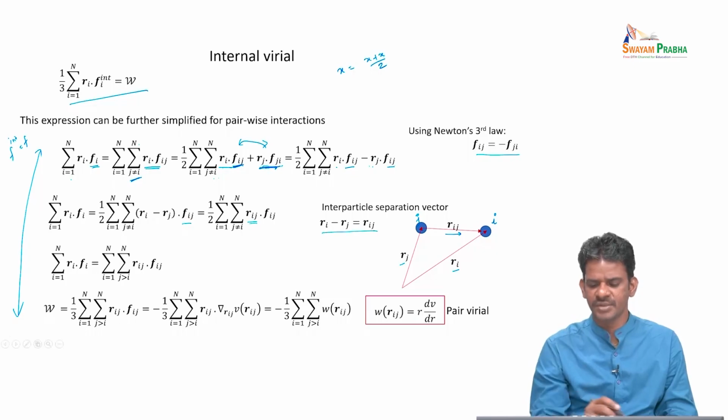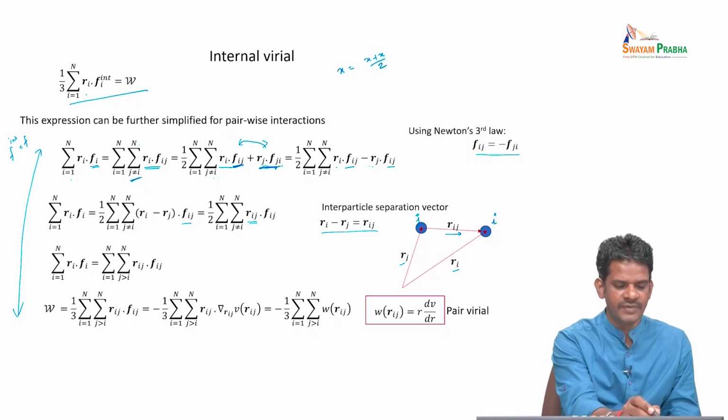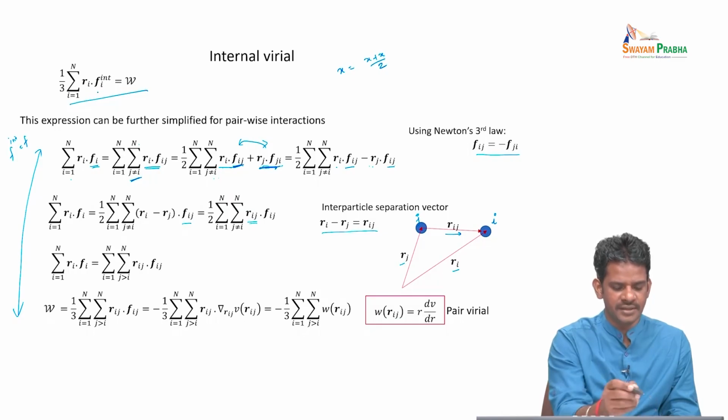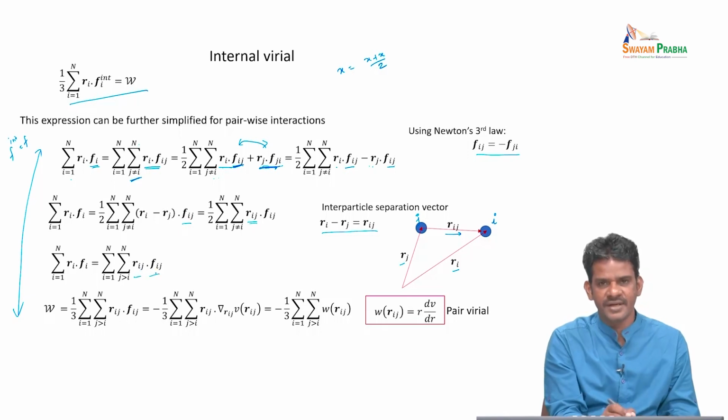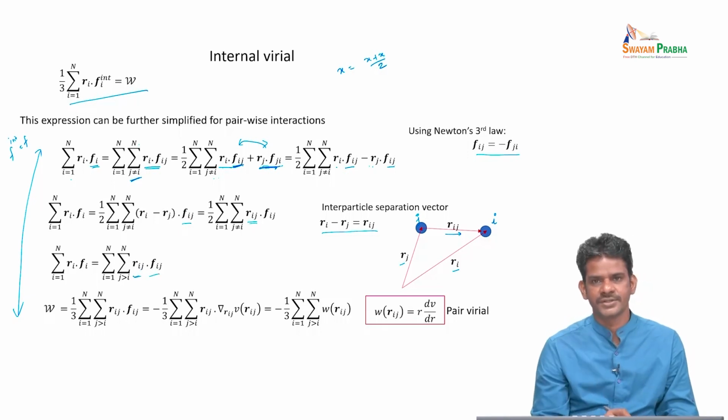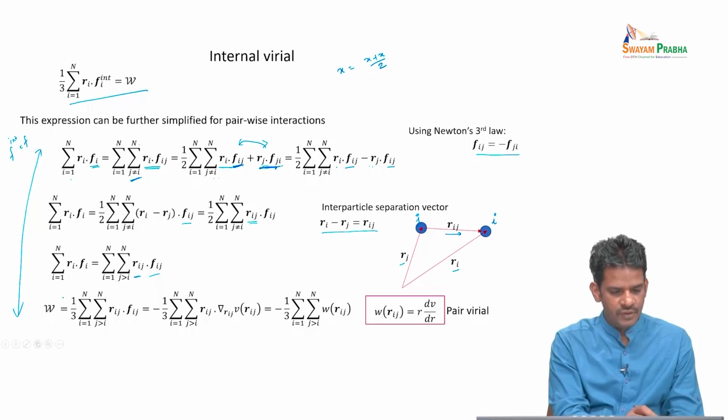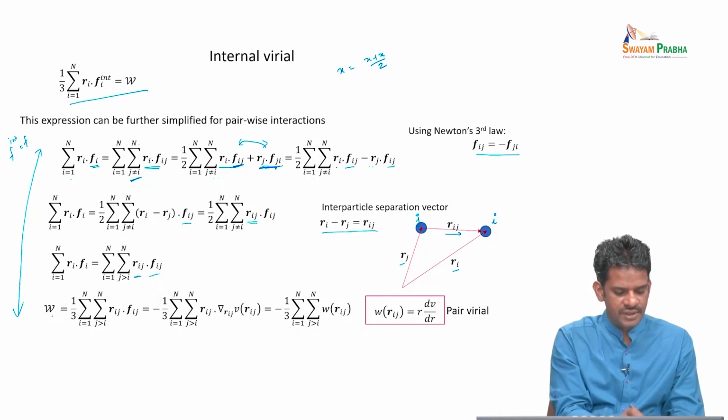Okay, that is called the interparticle separation vector. So, what we are able to show is that the internal virial expression, written in terms of individual particle positions and the total force acting on each individual particle, is now written in terms of pair interacting forces and pair separation vectors Rij. So, then we go to this expression and substitute this.